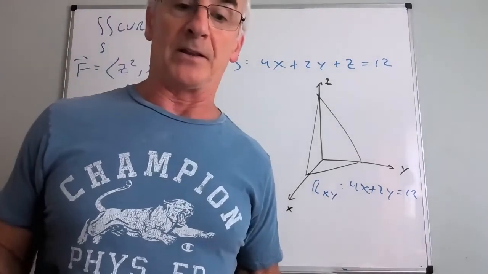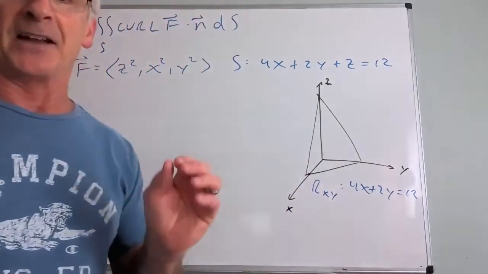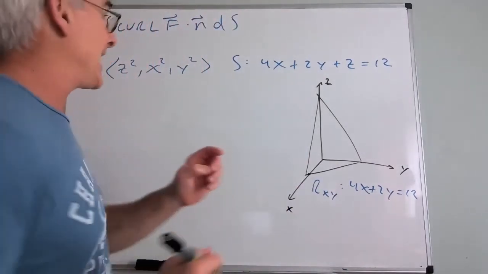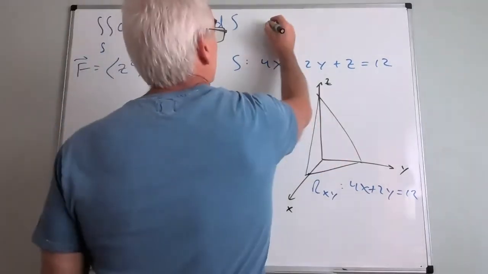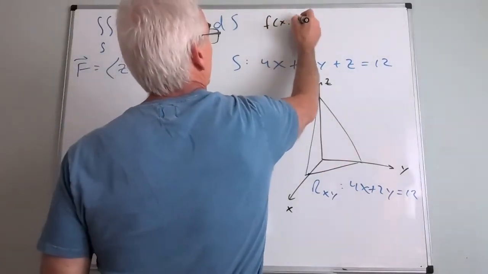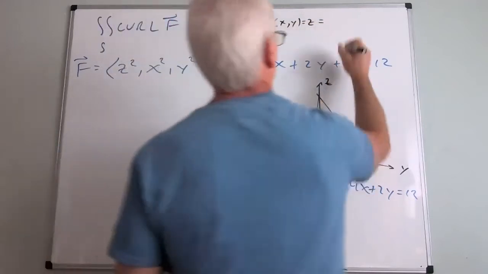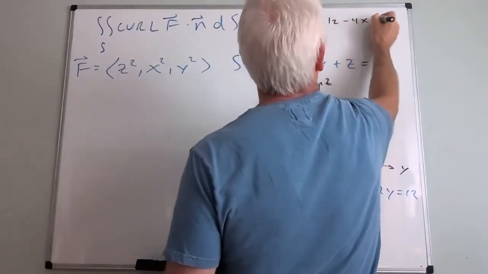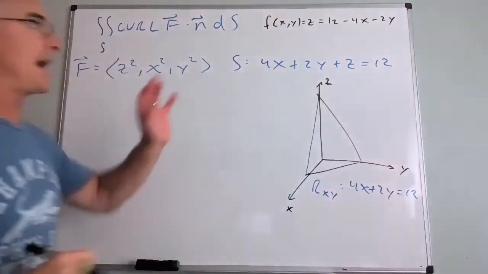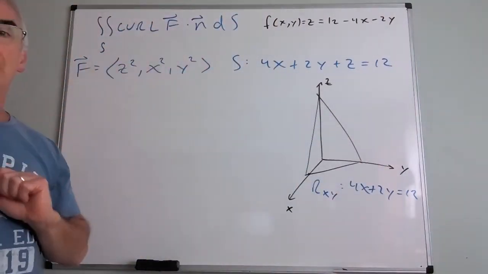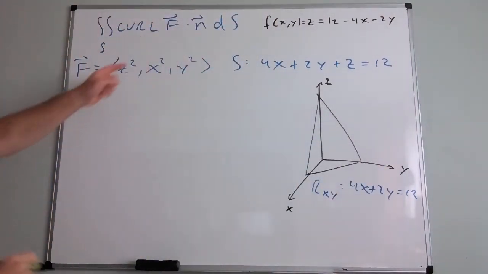In order to have a gradient vector, there's two things I need. I need the dS, so that means I have to solve for z. So let's call our f of x, y, which is z, 12 minus 4x minus 2y. I need that for the dS part, but then I also need a gradient vector for the n part.